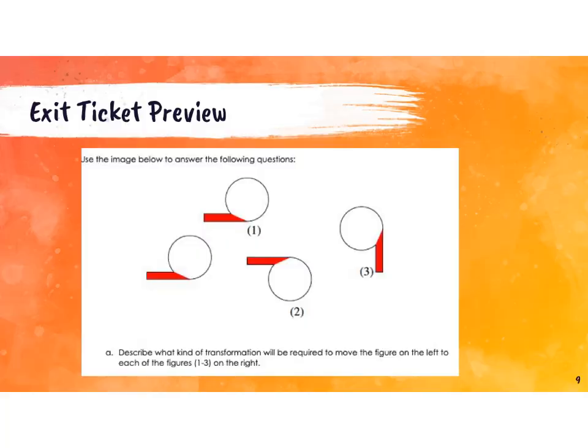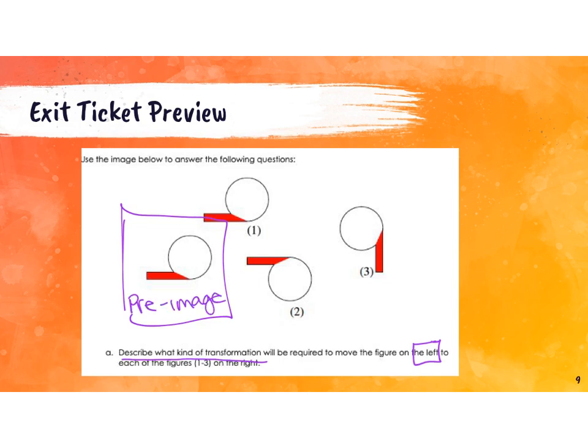Okay, so before you take your exit ticket, I want to make sure you understand what it is asking you to do. It says, describe what kind of transformation will be required to move the figure on the left. That's this one. This is the pre-image for the first 3 questions. How do you get the figure on the left to each of the figures on the right? Okay, so how do you get the pre-image from here to here?